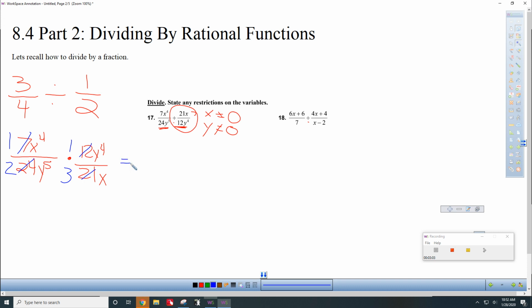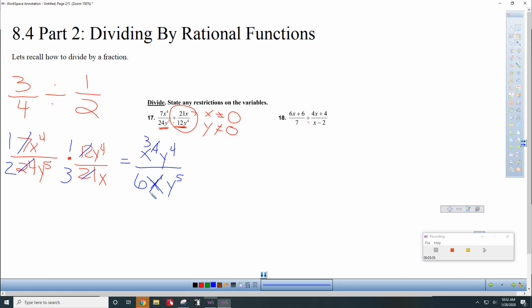So on the top, you get x to the 4th, y to the 4th, and on the bottom, you get 2 times 3, so 6, x to the 1st, y to the 5th. Alright, well remember, x to the 4th is x times x times x times x, 4 times. So that's why I can just take that and make it a third and cancel it with that.